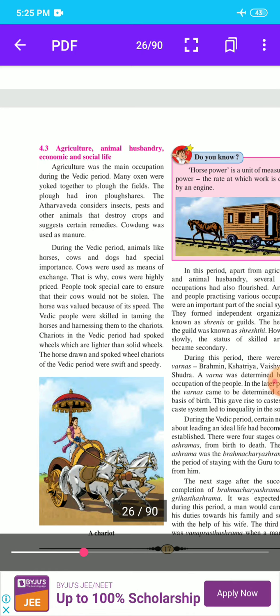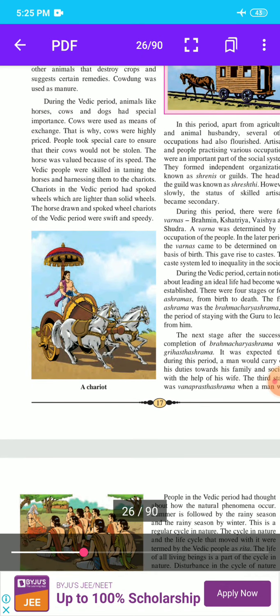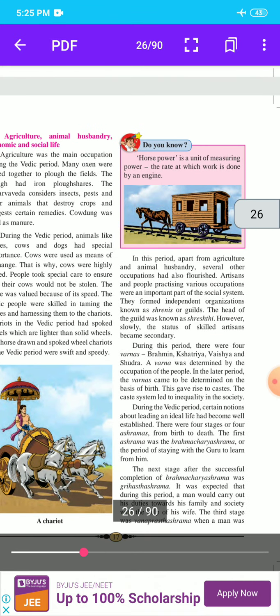Here, student, you see the picture of a chariot. In this way the chariot was very useful in the Vedic period. Then, do you know, student, horsepower is a unit of measuring power, the rate at which work is done by an engine. Here, students, see the picture.